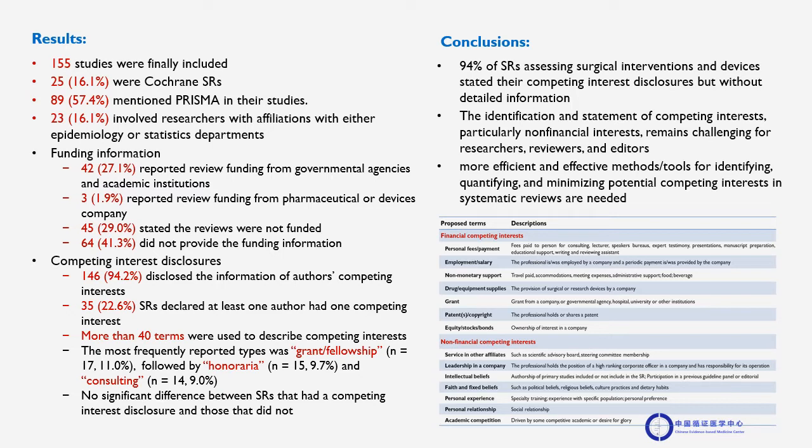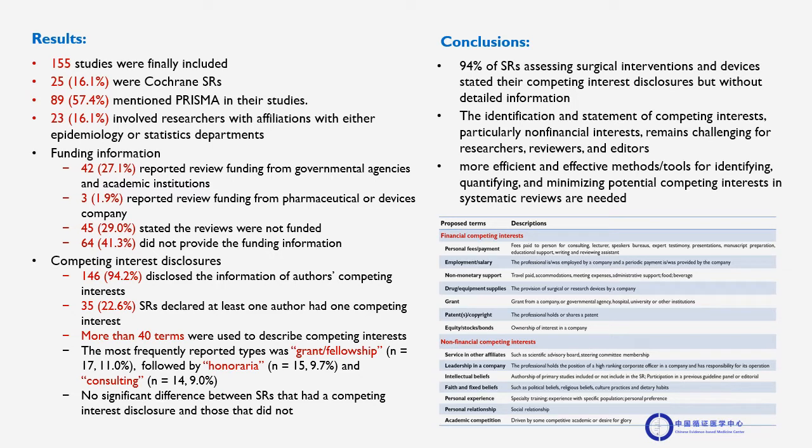For the conflict of interest disclosure, 146 studies disclosed information on authors' conflict of interest. However, of those systematic reviews, only 35 declared that at least one author had a conflict of interest.